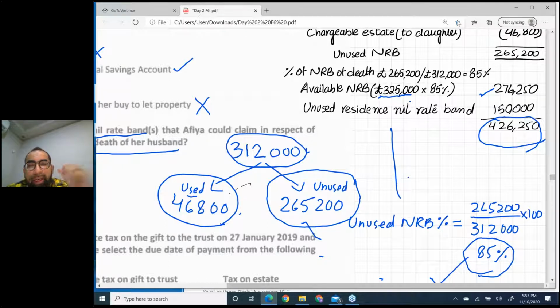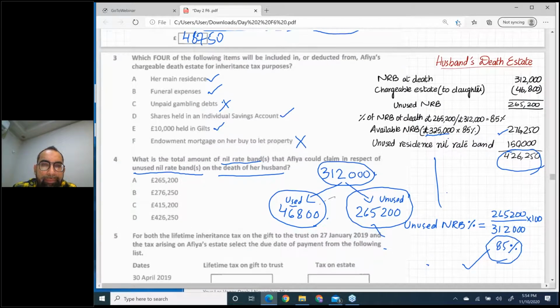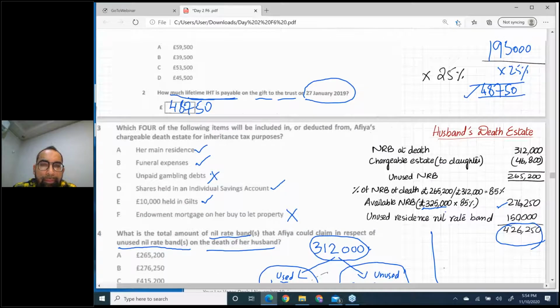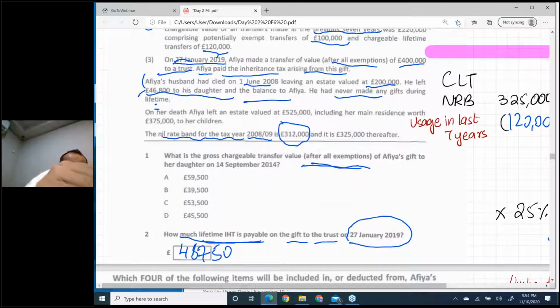Okay, the total NRB. Now the question is, did Afia herself meet the condition of residence NRB? Yes. You can read the question. Let me show you. See these lines.